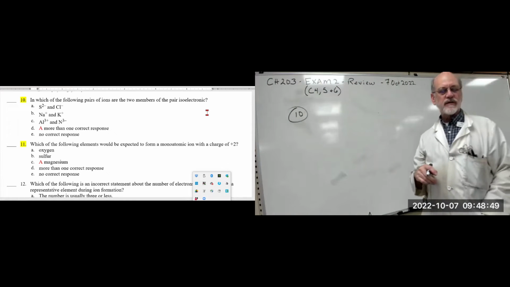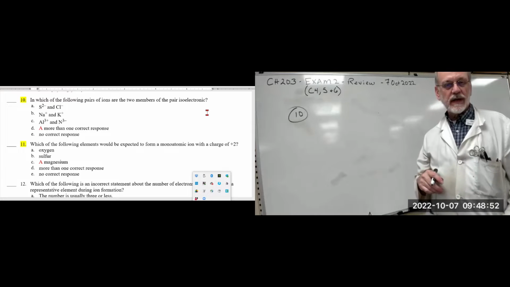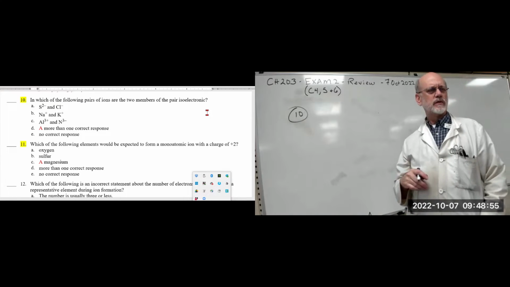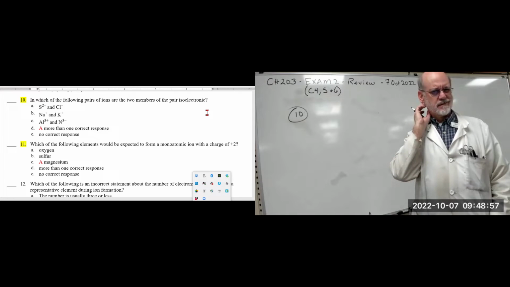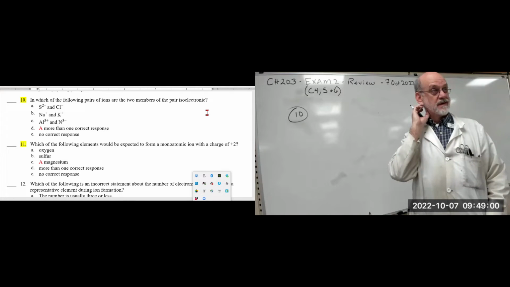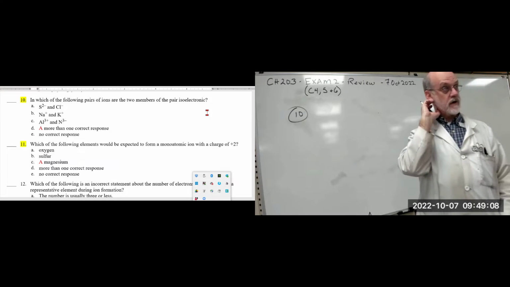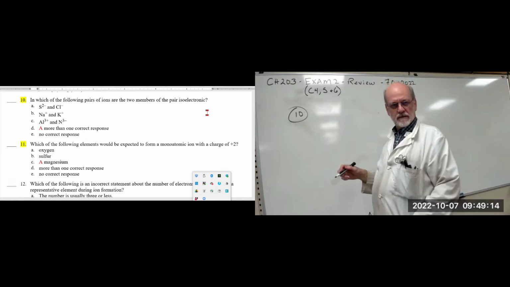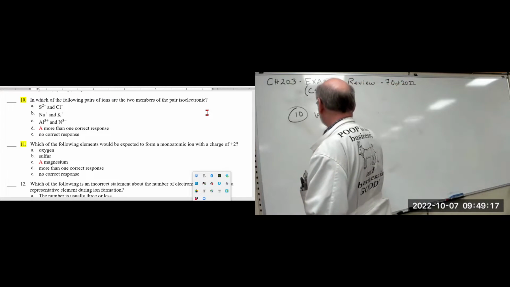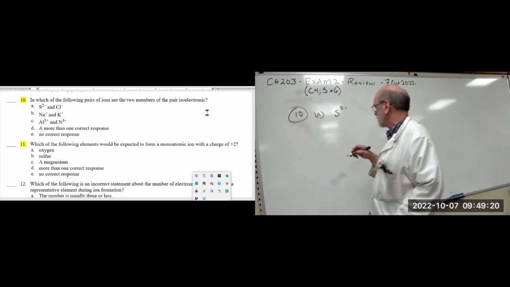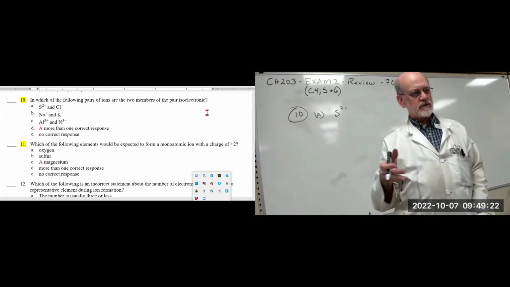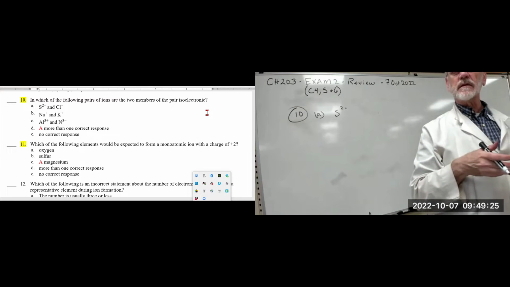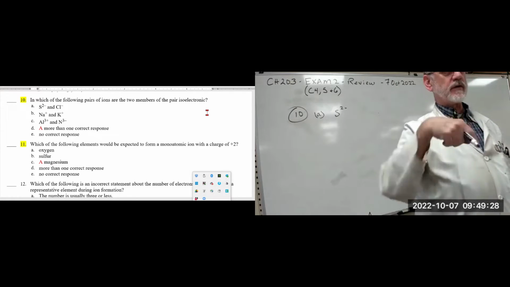In which of the following pairs of ions are the 2 members of the pair isoelectronic? What does that mean? They have the same electronic structure, don't they? Remember how we wrote the electronic structure for our ions? So if we do A, that one, how do you write the electronic structure? Was that in one of these chapters? Yeah, we didn't do it for the first test, did we? It's for this one.